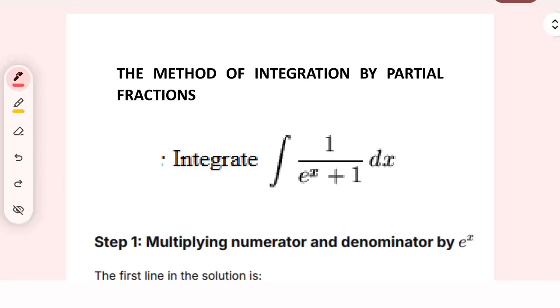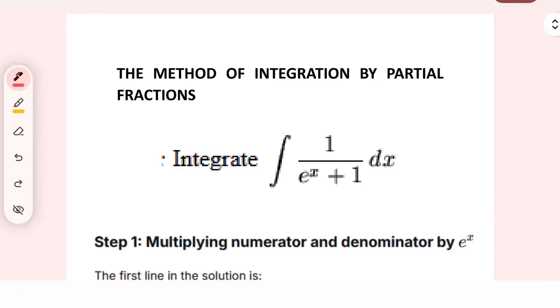Hello. So this would be our second problem for the method of integration by partial fractions. If you haven't watched the first problem on integration by partial fractions yet, it's actually the previous video before this. In the first video, we even discussed when to use partial fractions.